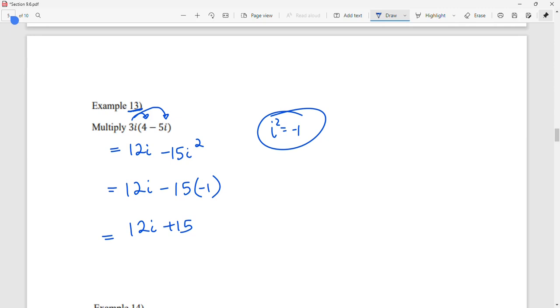And typically we want our answer in a plus bi form. So we'll switch this around. We'll write it instead as 15 plus 12i.